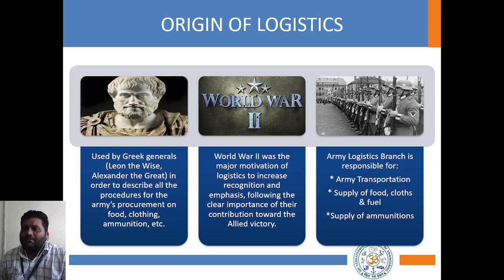So Army Logistic Branch is responsible for transportation, supply of food, clothing, fuel, and ammunition. Usually during these phases, the opponent side will be targeting mostly our supply chain of ammunition and food only. With that itself, they might win the war also. So this is the place of origin of logistics.